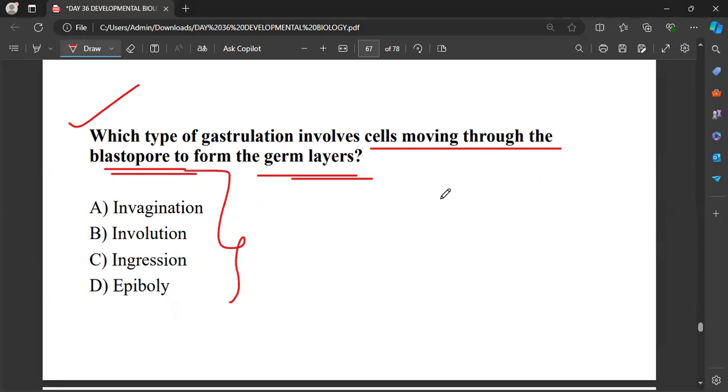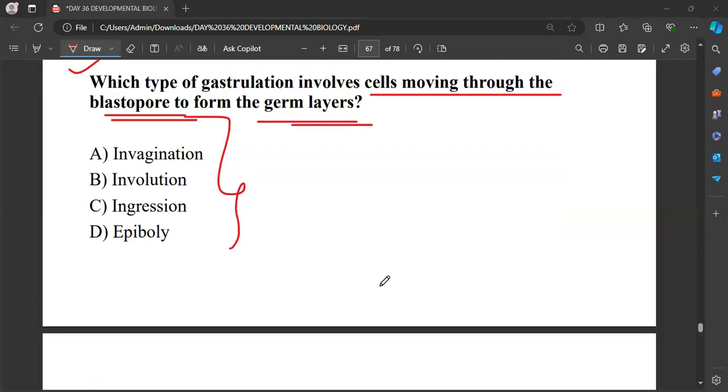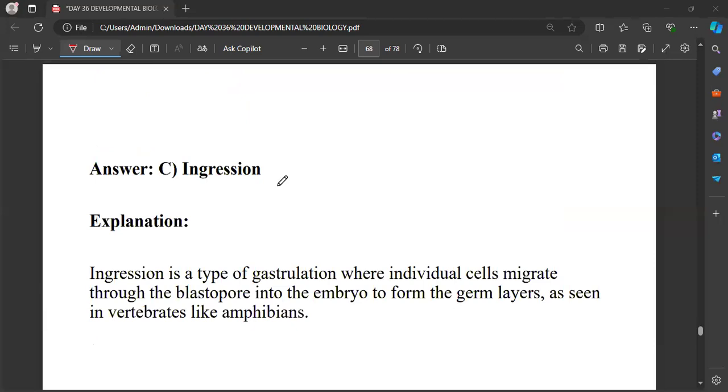Just read the definitions of ingression, invagination, involution, and delamination. That is very, very important. Here the cells are moving through the blastopore to form the germ layers, and that is called ingression. Kindly go through the definitions.